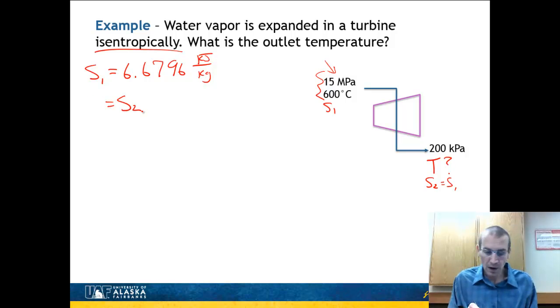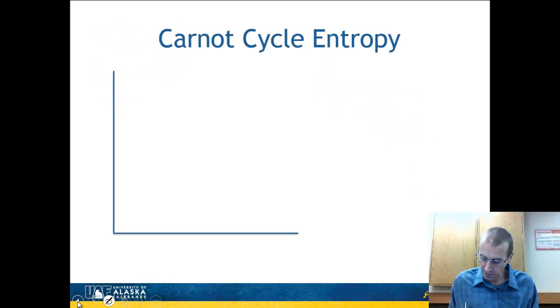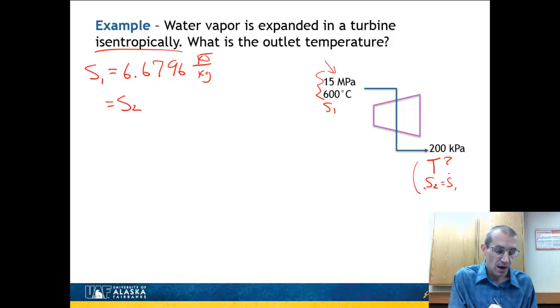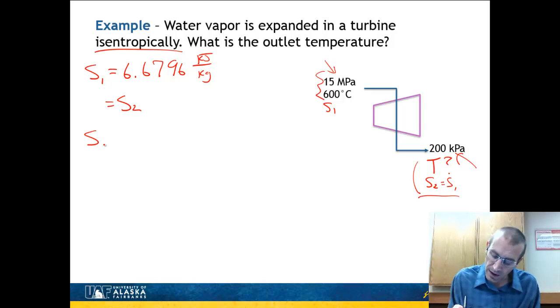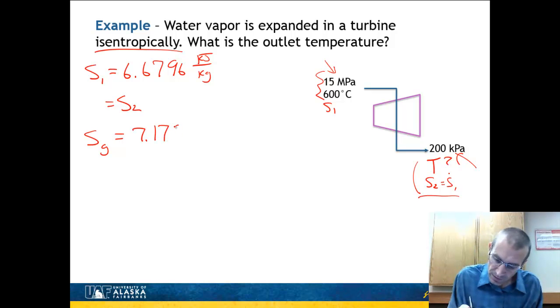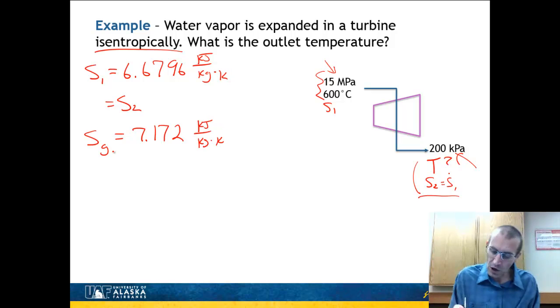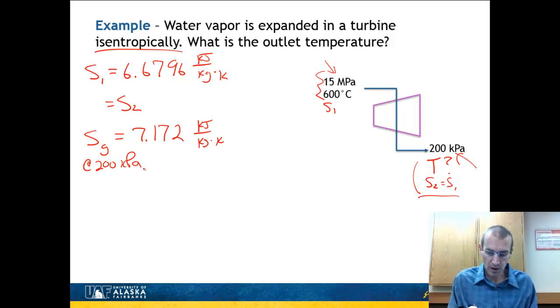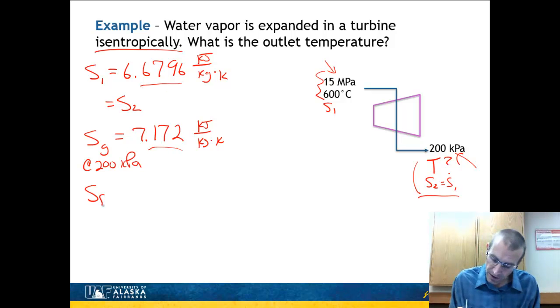If I want to find out what the temperature at S2 is, I'm going to need to look at the value of S at 200 kPa. I realize that S sub G at 200 kPa is 7.172 kilojoules per kilogram Kelvin. So this value is less than this, which means I must have a mixture, and I can verify that if I look at my S sub F value at 200 kPa.